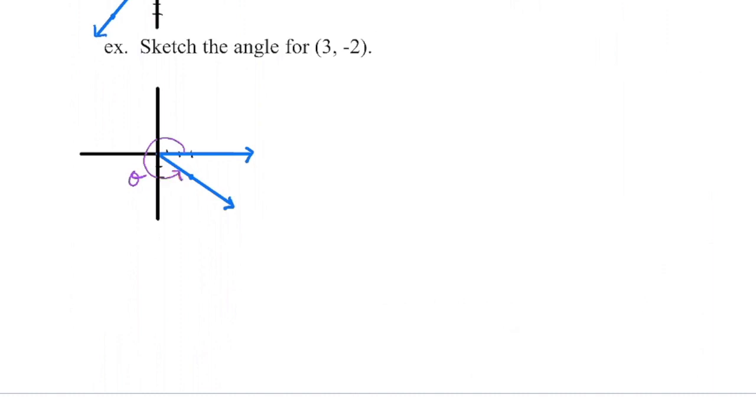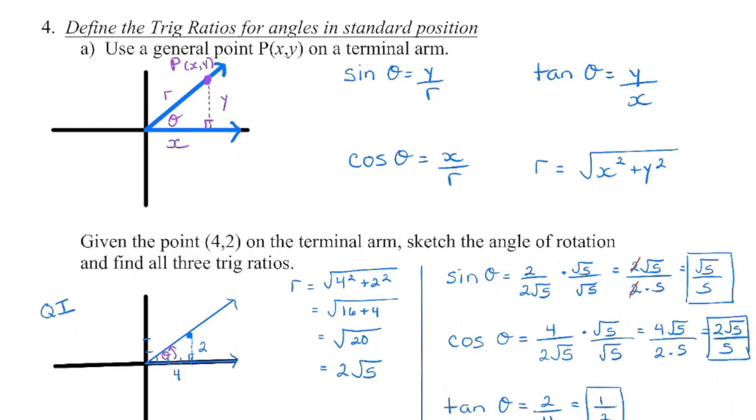We can use this point on the terminal arm to define some trigonometric ratios for these angles in standard position. I assumed that x and y were both positive in this case, so I just put a point here. We know the terminal arm is going to pass through that point. I can create a right triangle by drawing a vertical line from this point down to the x-axis, so that's going to form a 90-degree angle.